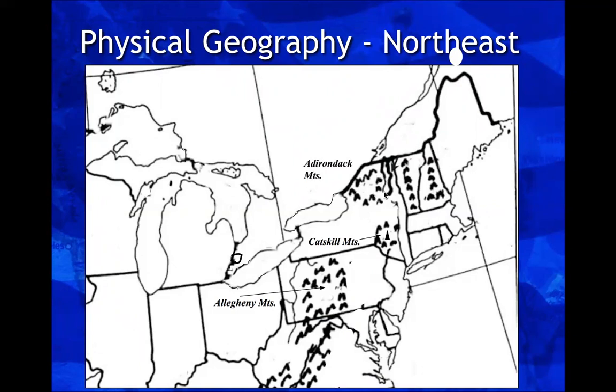Up in upstate New York, near the border of Canada, are the Adirondack Mountains. The Green Mountains run through the middle of Vermont. The White Mountains run through the middle of New Hampshire.